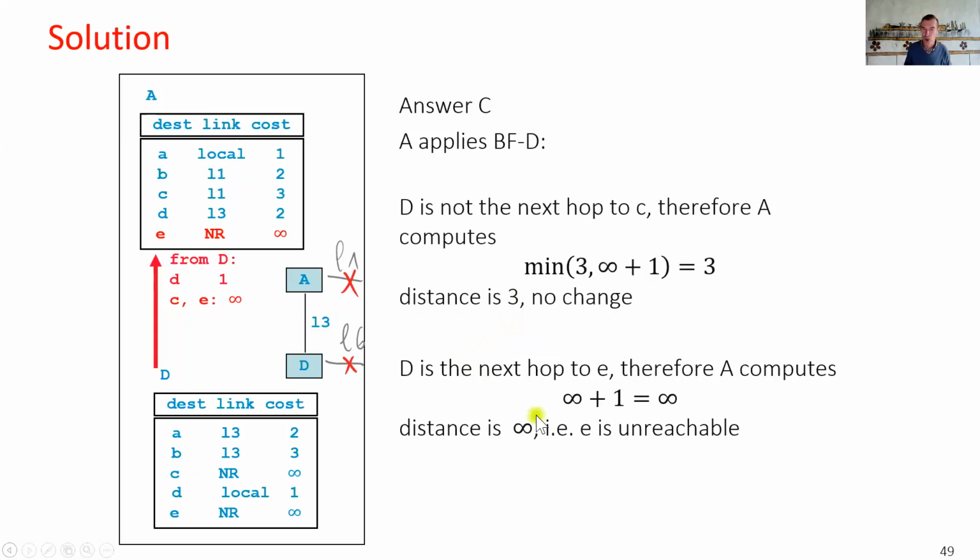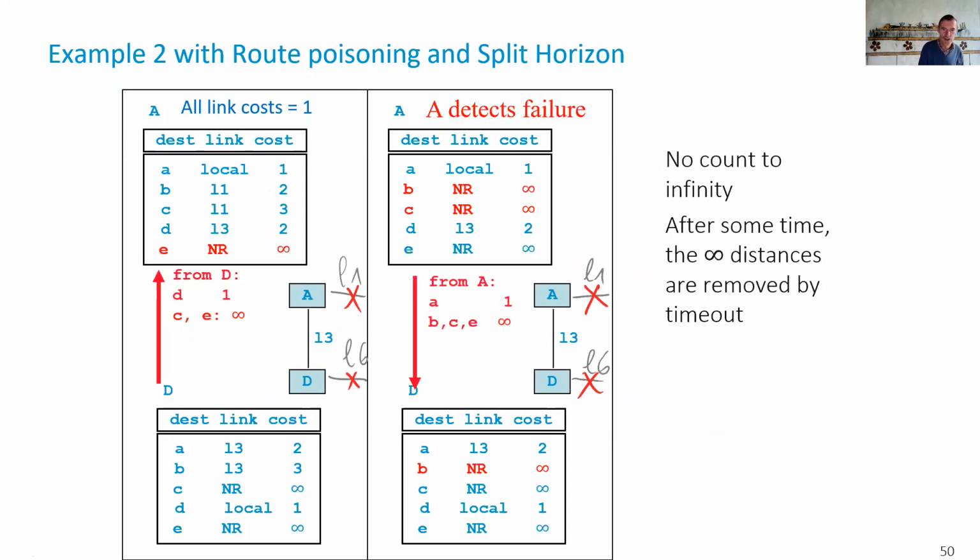However, for E, because the next hop was D, A adopts it immediately and declares that the distance is infinite. So in one iteration, E becomes unreachable also for A, but not yet C. So we will need one more iteration. In fact, A was routing to C via its interface L1. If L1 is still working, D doesn't know about this, so we should stay with this information. But if L1 doesn't work, A will sooner or later detect the failure and will declare B and C as unreachable. And that will cause similar things here.